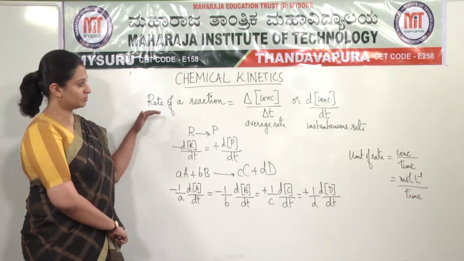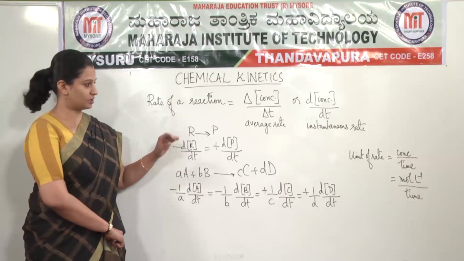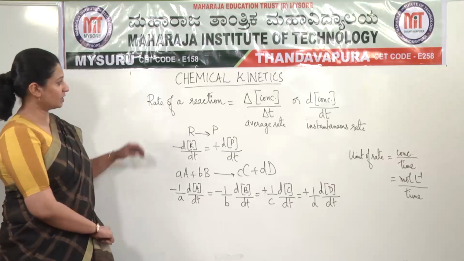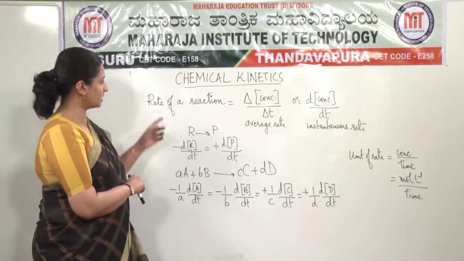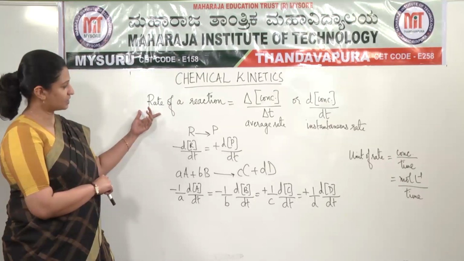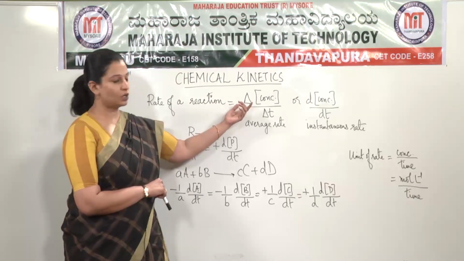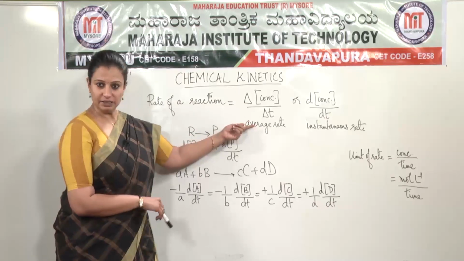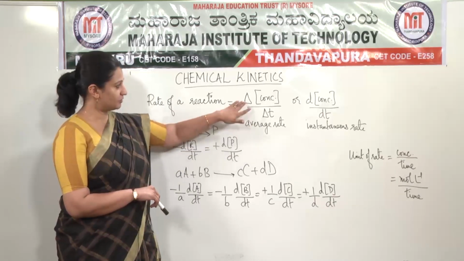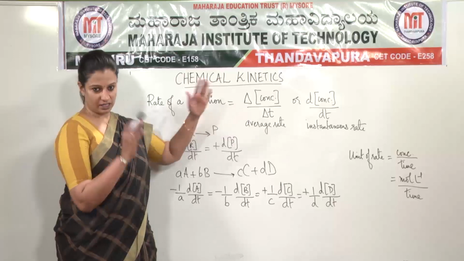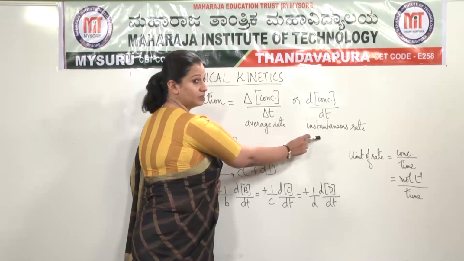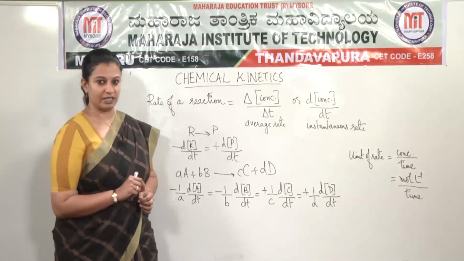Alright, so before I start off with the questions, I wanted to give you a quick roundup about the different concepts involved. So we'll be talking about the rate of reactions. The rate of a reaction is equal to change in concentration by the time taken. So delta of concentration by delta t. This is average rate if you talk in terms of delta, meaning a large time interval, whereas if it is d of concentration by dt, that will be instantaneous rate for a very small time interval.